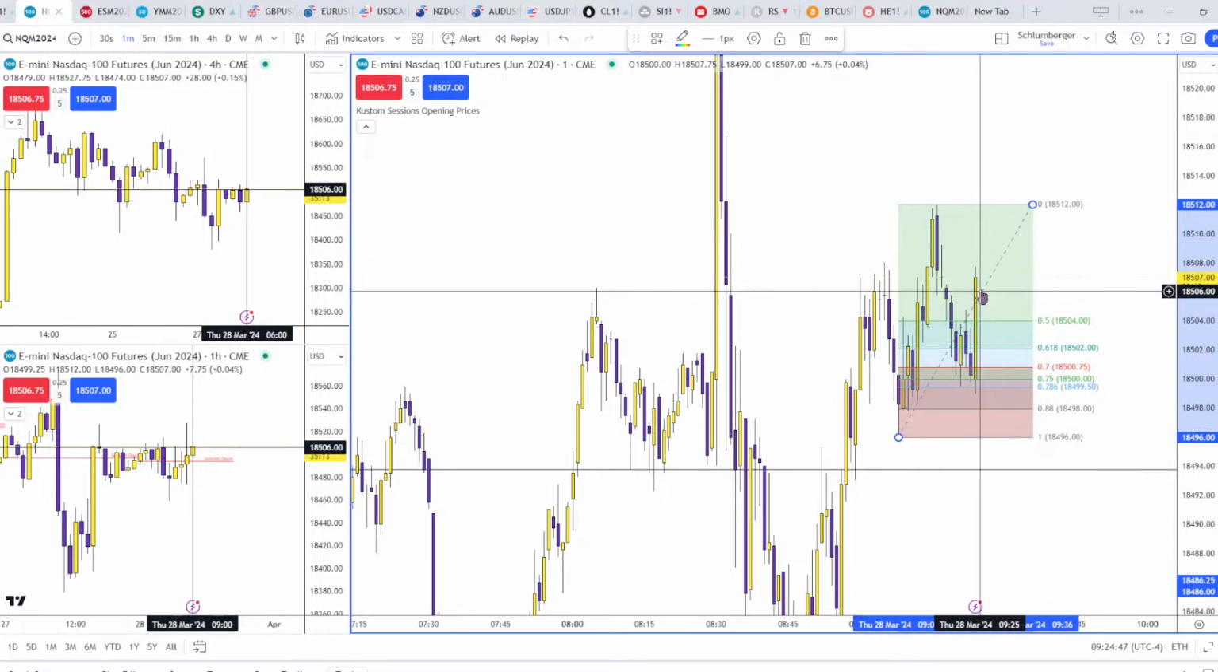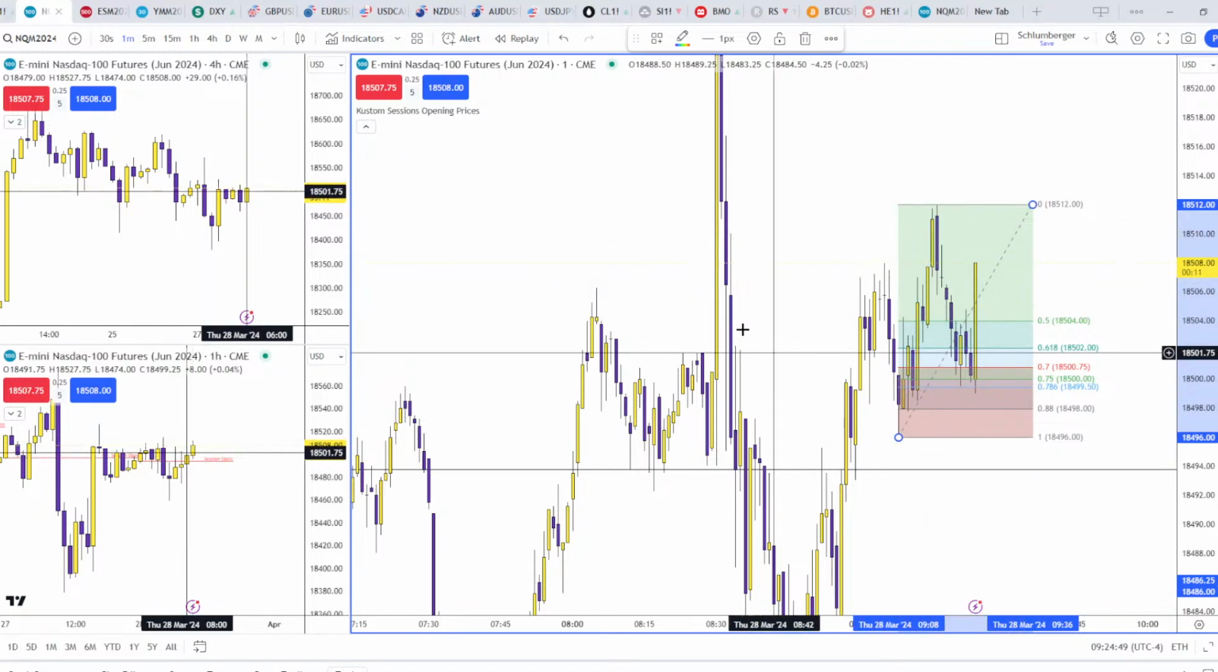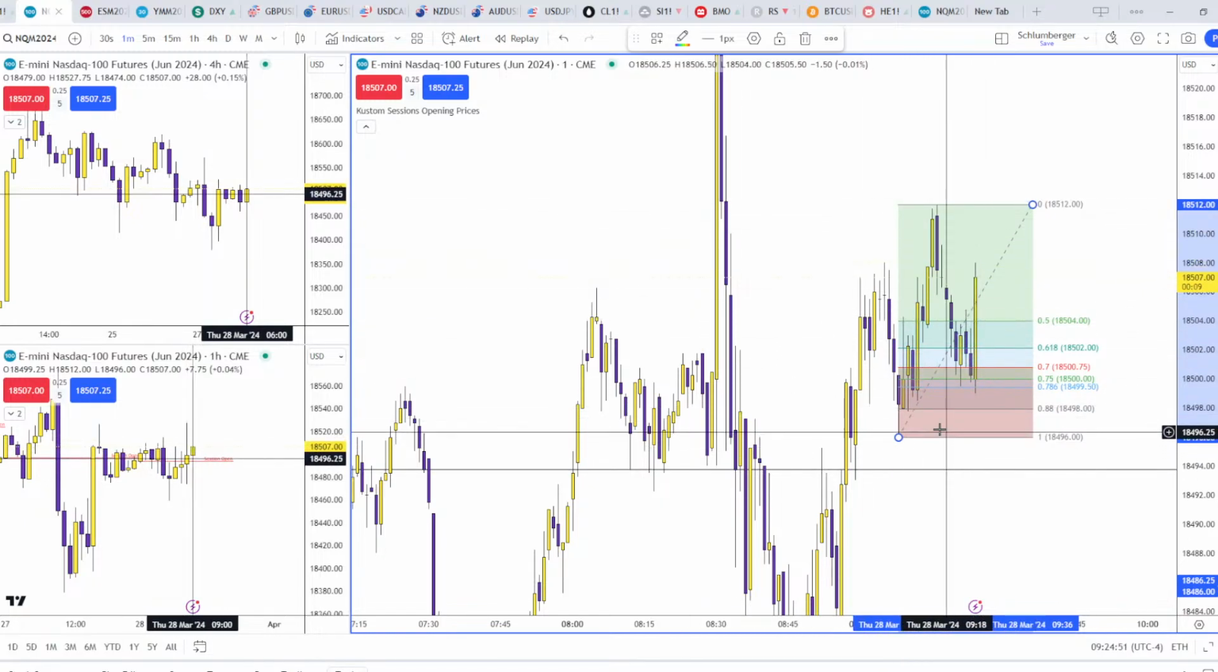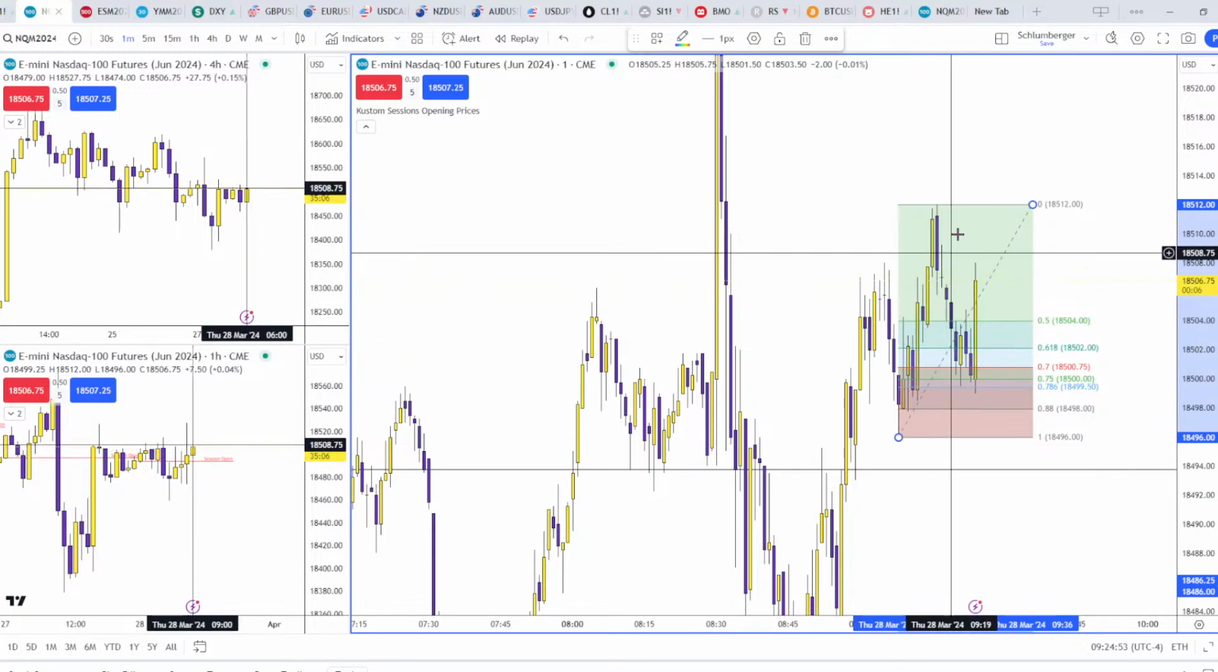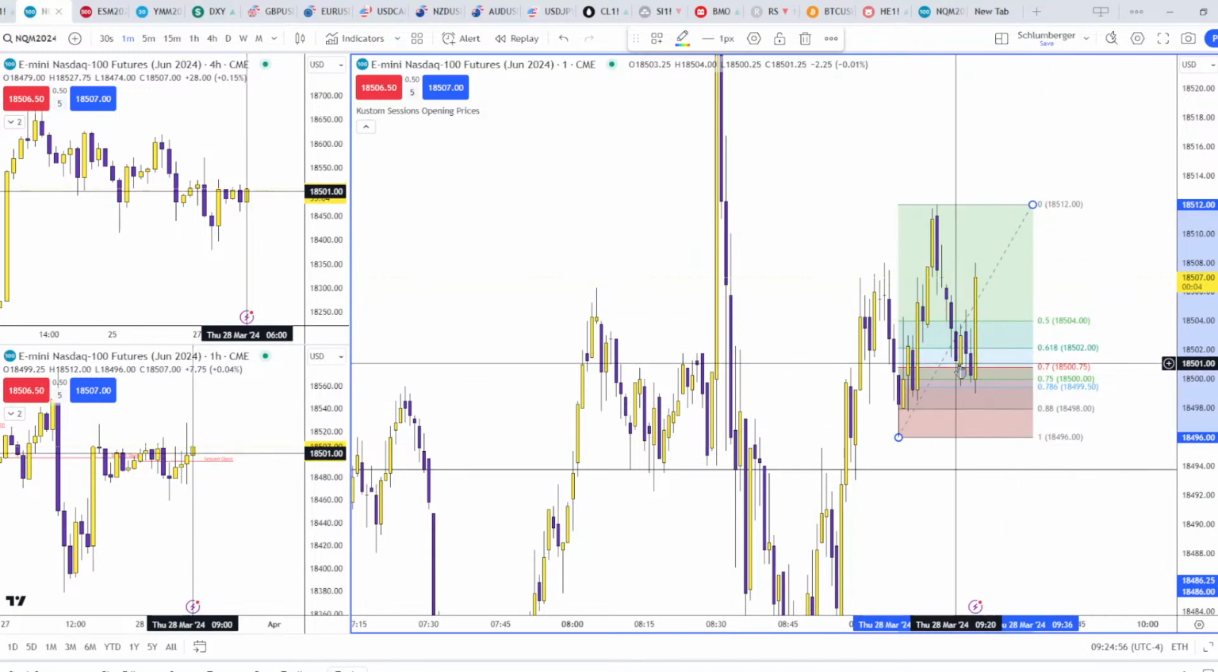So as it was, I let it drag too far because I was too busy talking about my other thing, and I really didn't follow my plan. But that's my plan, trading a fib tool on the way down.